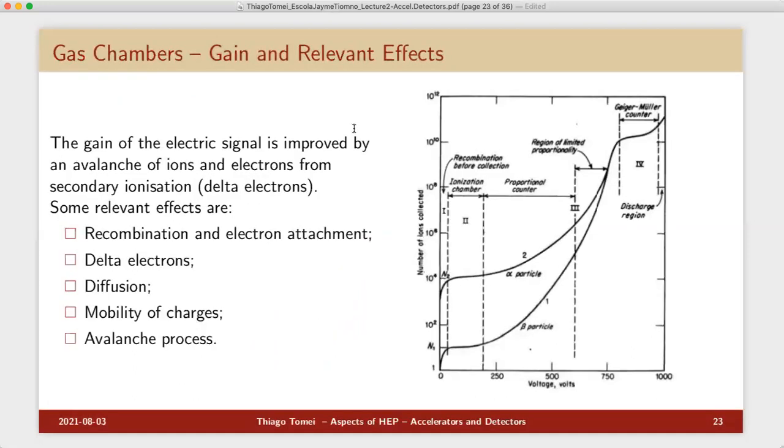And the key thing is that in a gas chamber, depending on how much field you apply to it, you can run it in many different regimes. So you can see here on the right this plot of the number of ions collected as a function of the voltage.